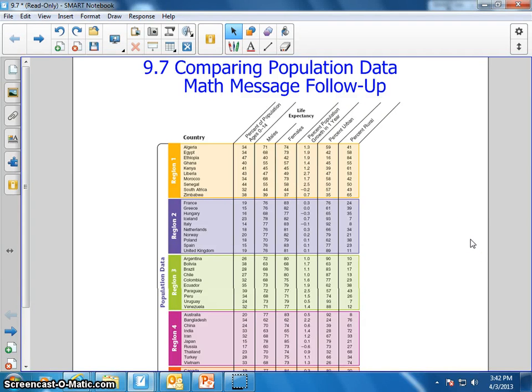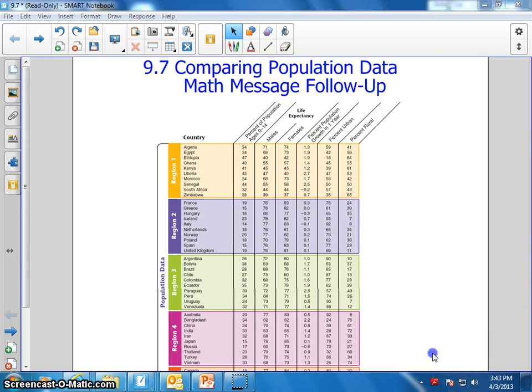Okay, yesterday we took a look at fractions, decimals, and percents in relation to things that we see every day, like test scores or maybe sport averages, things like that.